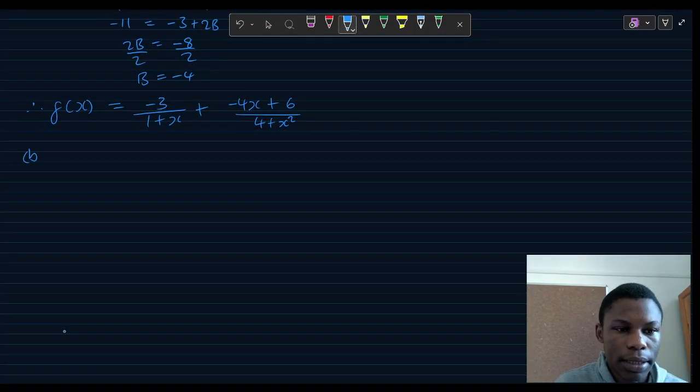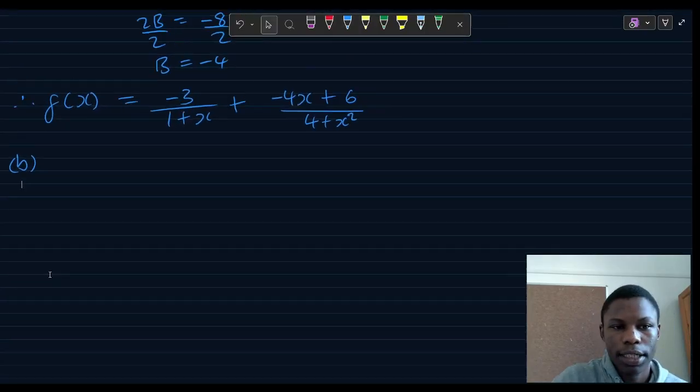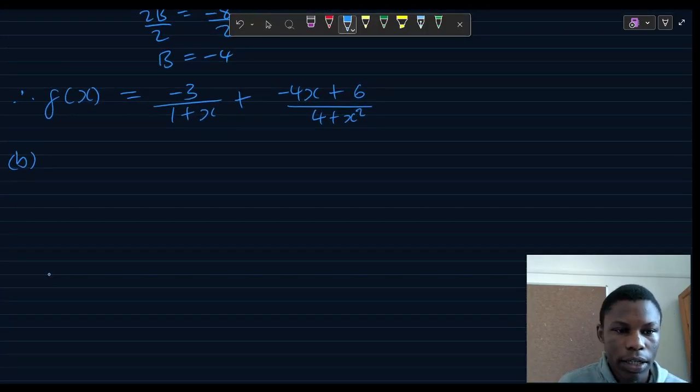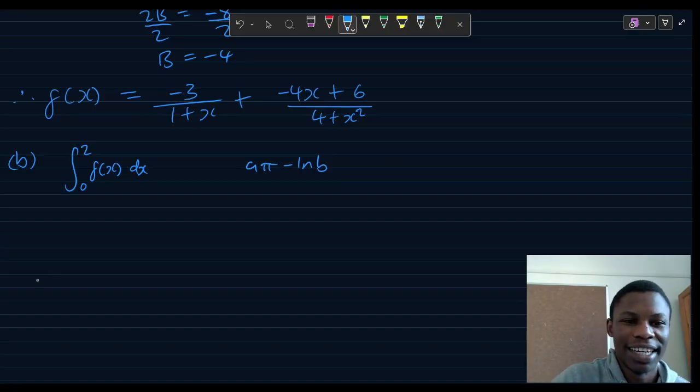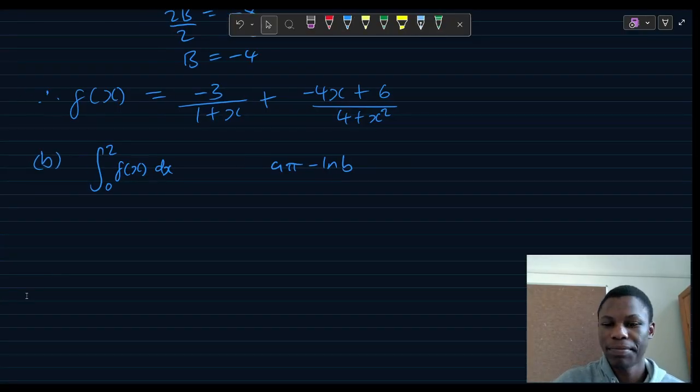Part B says, hence find the exact value of the integral from 0 to 2 of f of x with respect to x. Give your answer in the form a pi minus ln b, where a and b are constants. 6 marks.